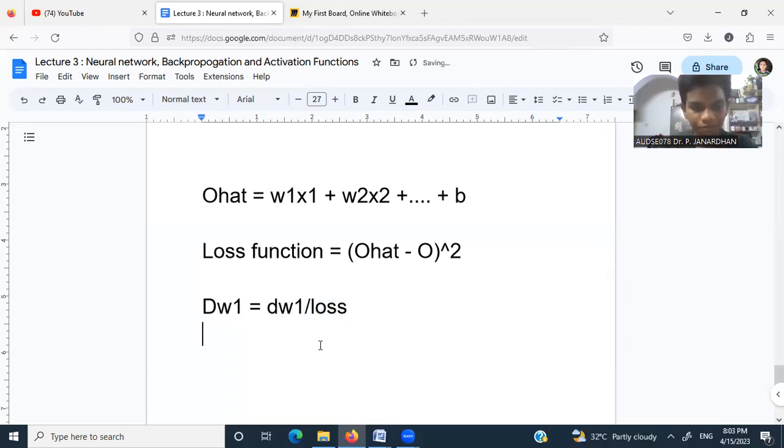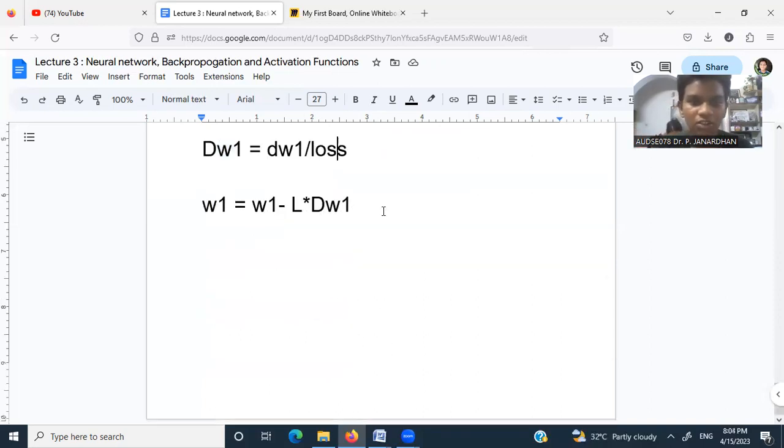And then we will say w1 is equal to w1 minus L into dw1. I'll just tell you about L in just a minute. So we have w1 is equal to w1 minus L into dw1. As I told you here, dw1 is the derivative of the loss with respect to w1. That is, how a change in w1 will affect the loss function. So it's nothing but this slope.